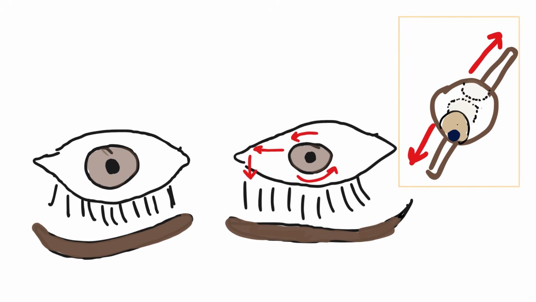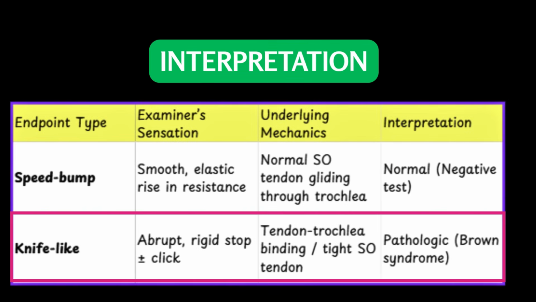But if the tendon is too lax, then the bump is going to disappear. The motion will now feel too smooth, like there is no cable underneath. That is known as tendon laxity. On the other hand, if the tendon is too tight, you're going to feel an abrupt knife-like stop to the elevation in adduction. Sometimes you might also feel or hear a click or a snap as the tendon catches in the trochlea. All these are findings of Brown syndrome.